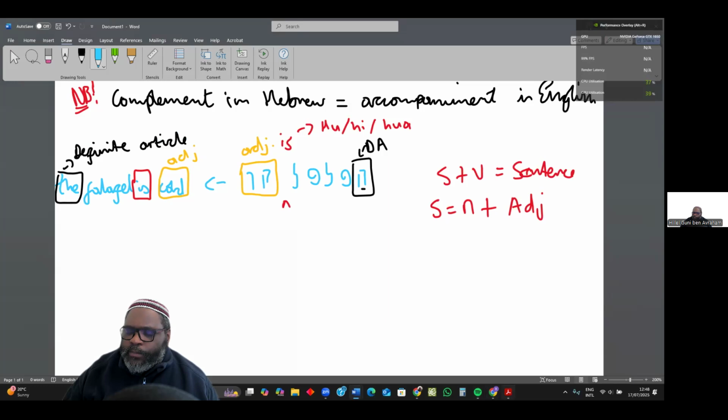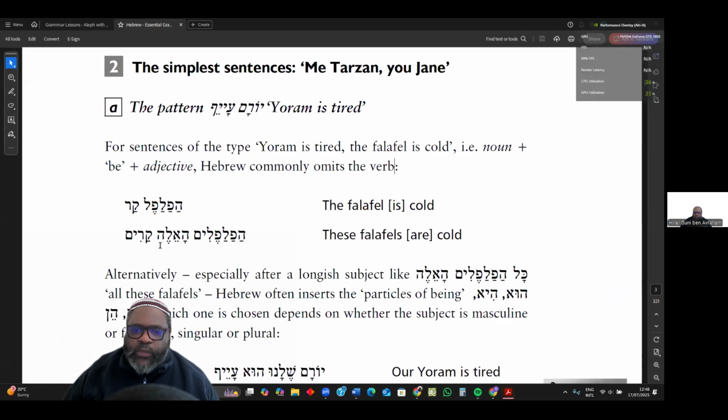Here you are reading with nikud, or nikudim. Here you are reading with nikud, ha-falafel. There's patach, patach, patach, segol, patach. Ha-fa-la-fel kar. There are vowels. You're reading with vowels.